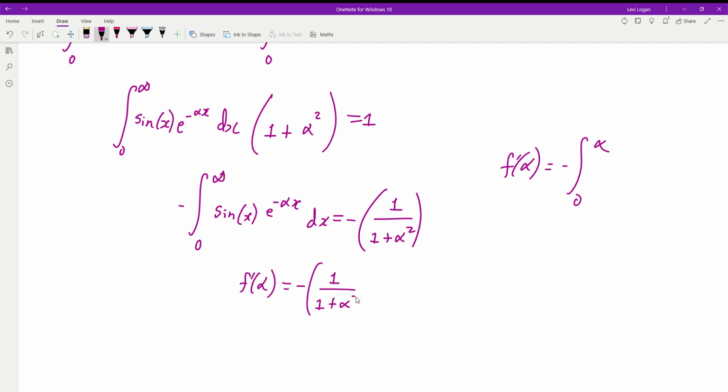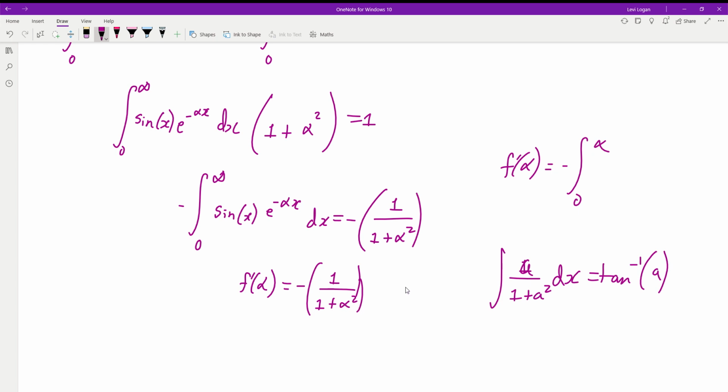And as you can see, this is going to be an arctan here. So recall, if you integrate something like this, if you have 1 over 1 plus a squared dx, that's just going to be tan inverse of a, okay? What we have here is actually something very similar.